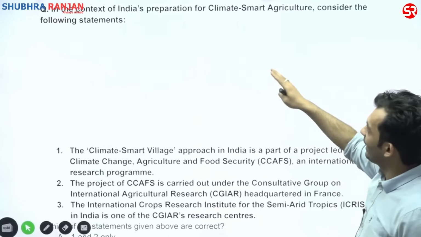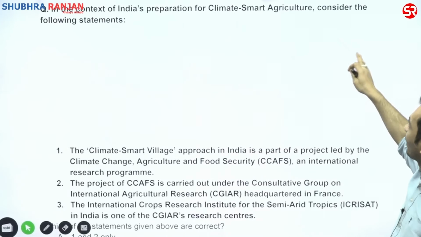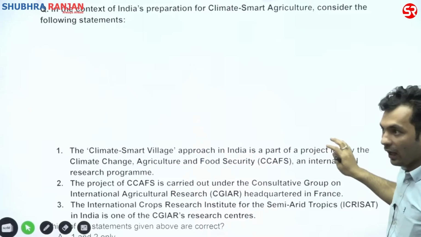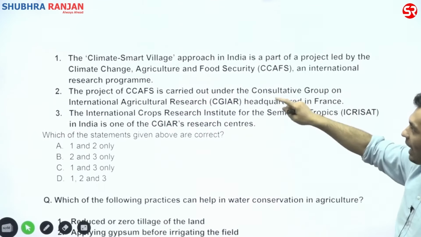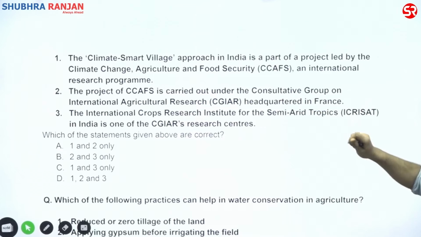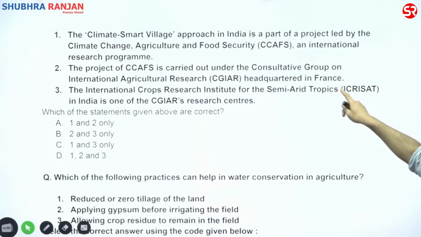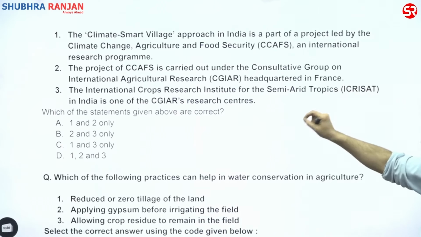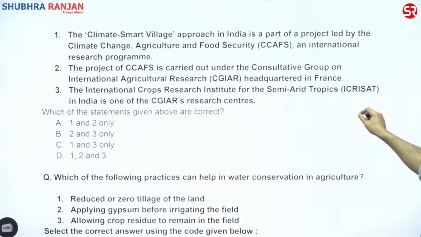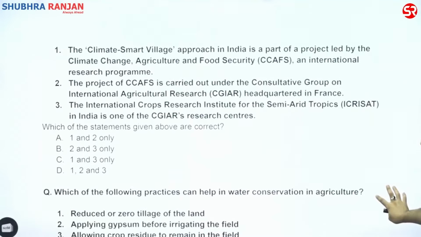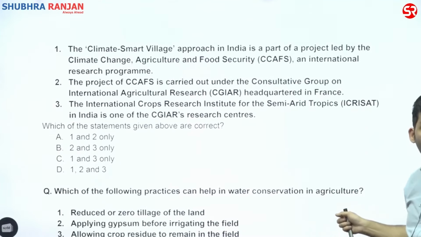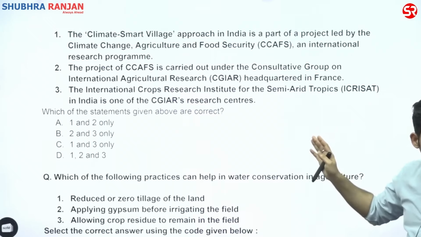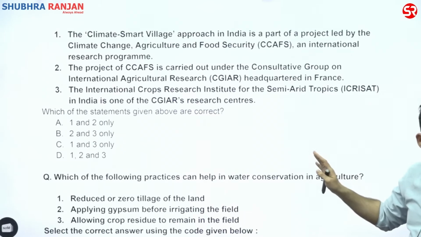In the context of India's preparation for climate smart agriculture, consider the following statements. The climate smart villages approach is part of a project led by CCAFS, an international research program. The project is carried out under the Consultative Group on International Agriculture Research headquartered in France. The International Crop Research Institute for the Semi-Arid Tropics, that is ICRISAT, in India is one of the CGIAR's research centers. No idea? Look for the official answer key. Okay?